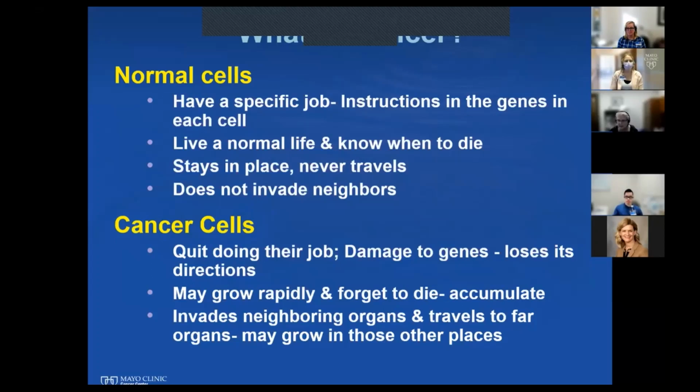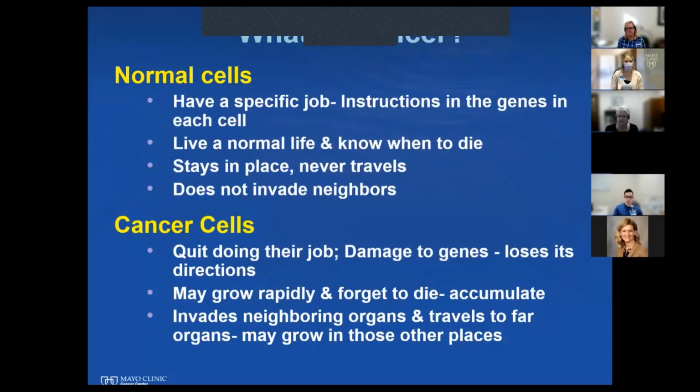But cancer cells quit doing their job. They get damaged in the DNA and the genes, and they lose their way. They can grow more rapidly and forget to die and accumulate. So that's just a little review. And then they can invade and travel to other parts of the body to set up camp.